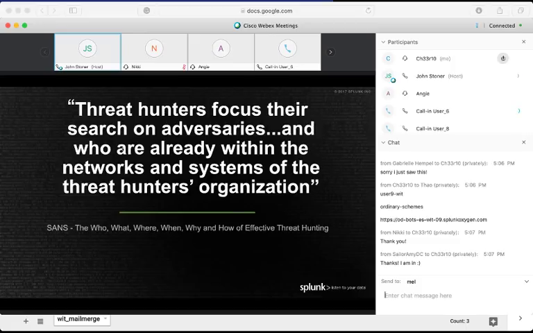Within this is the assumption of breach and going in and looking for the badness. We're not waiting for the alerts to come. We're going to go find things that would indicate problems within our environment.